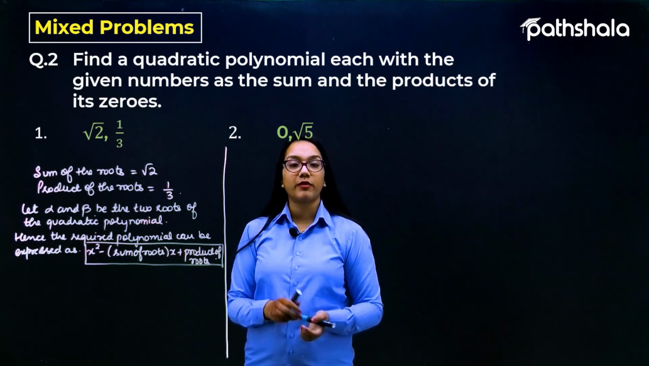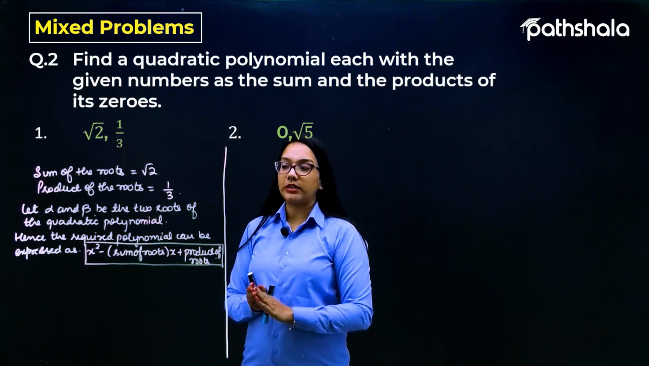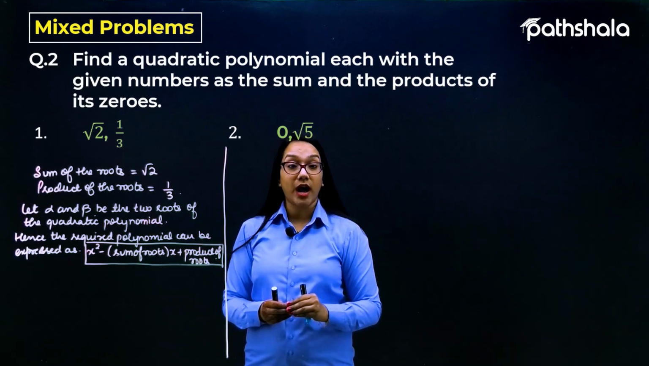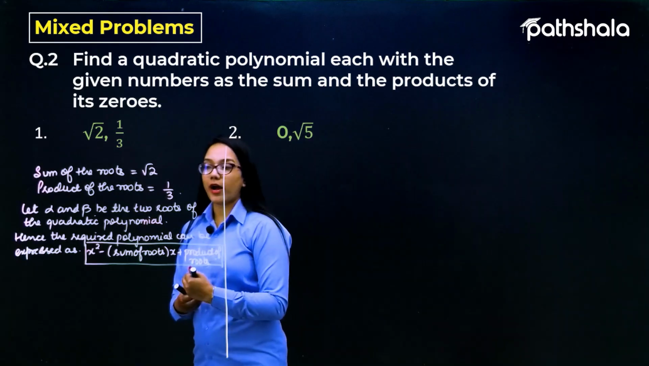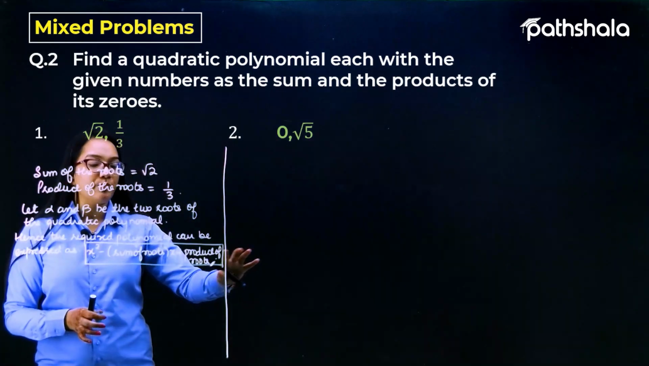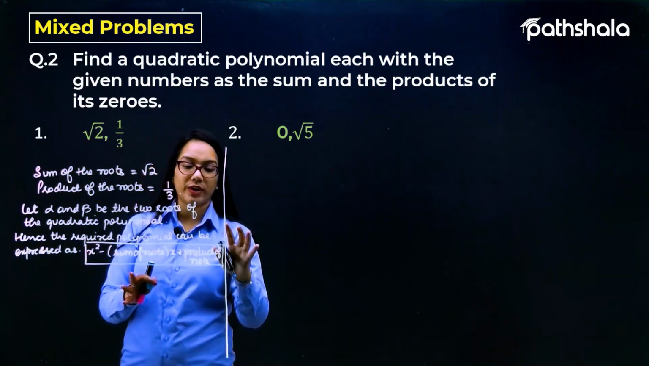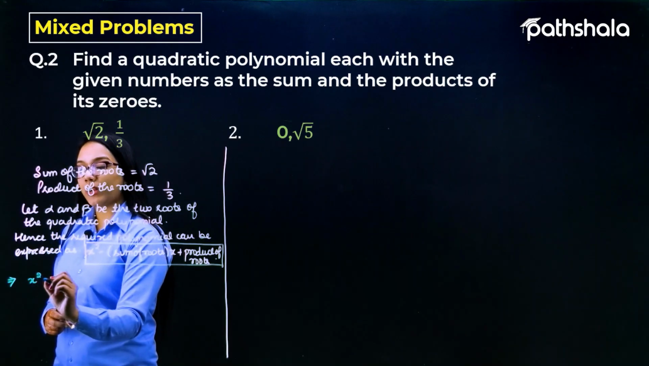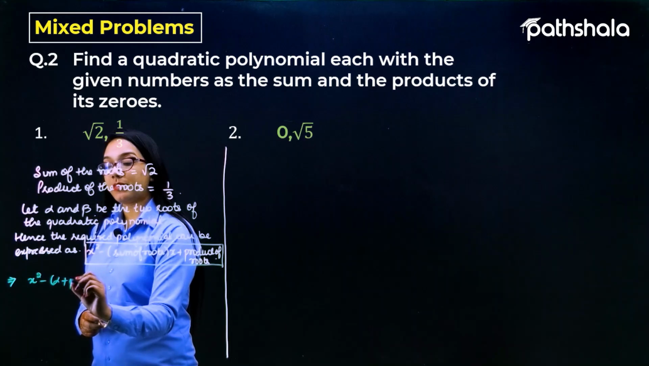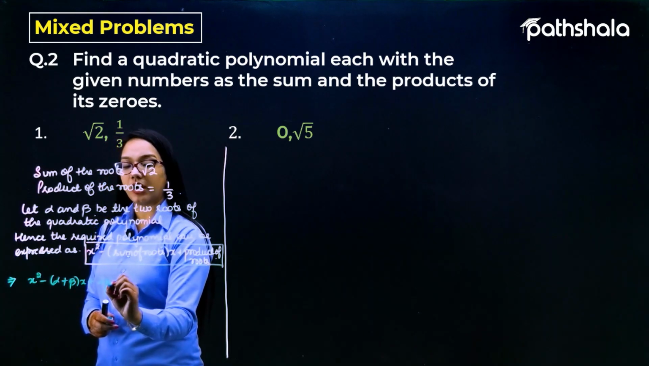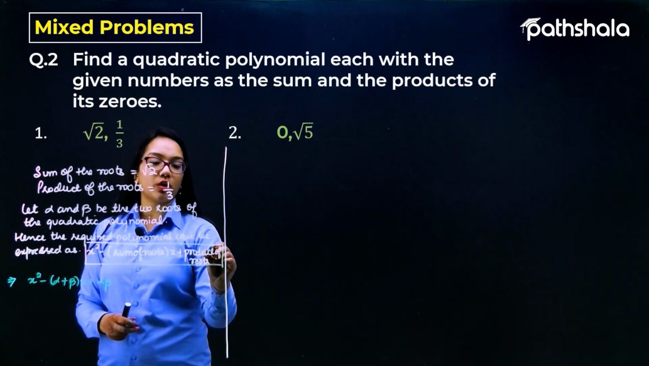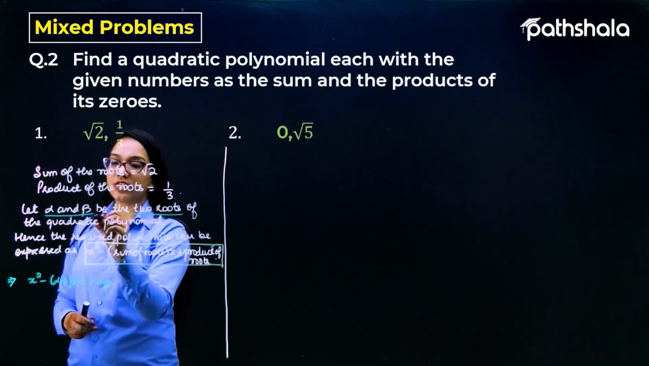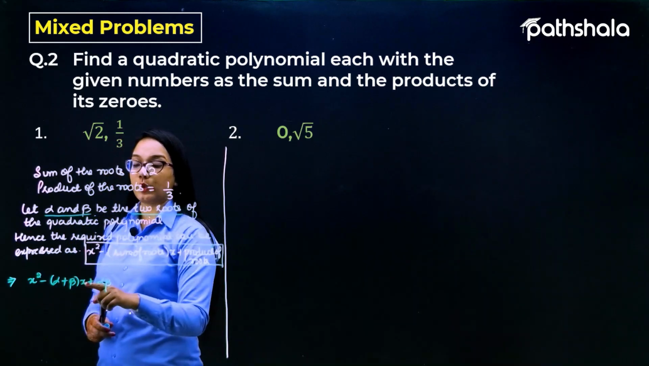We can also find it with the help of the comparison method like we did before, but using this particular equation, we can find the answer in a very easy manner. So the required polynomial can always be expressed as x square minus sum of the roots into x plus product of the roots. So the quadratic polynomial can be expressed as x square minus (alpha plus beta) into x plus alpha into beta, the sum of its roots and the product of its roots. If alpha and beta are the two roots, then we can express it as x square minus (alpha plus beta) x plus alpha beta.